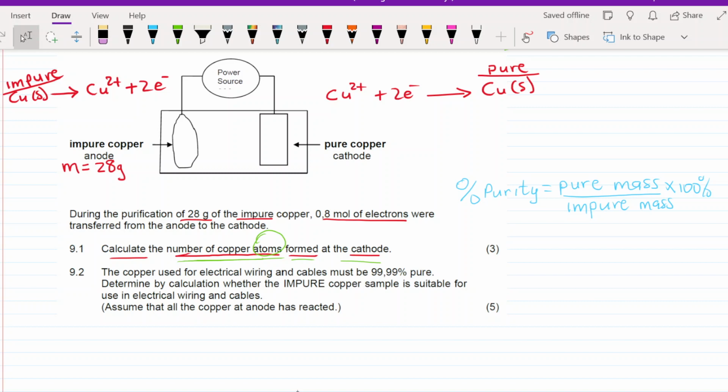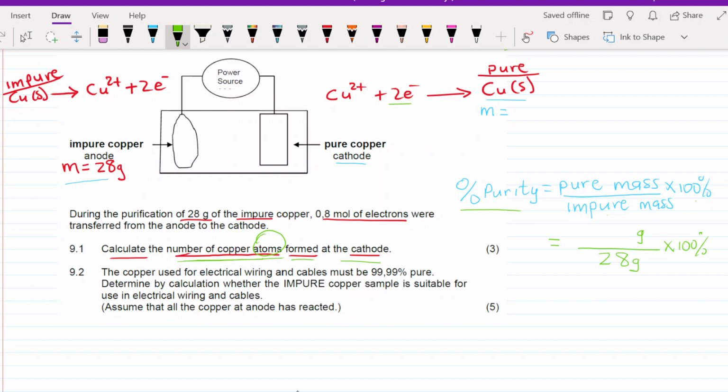Okay, look at this. So on the anode, we have the mass of the impure. Then on the cathode, we have the mass of the pure. But we do have the mass of the impure is 28. We need to find the mass of the pure. Why? Because percentage purity says the mass of the pure divided by the mass of the impure multiplied by 100. So we already have the mass of the impure is 28 grams. So we need now the mass of the pure.